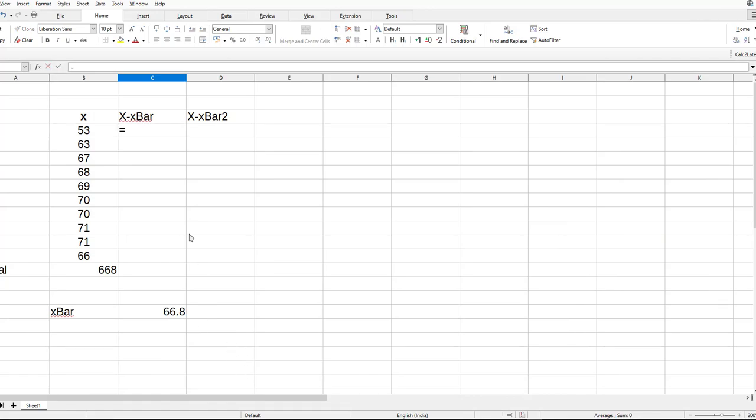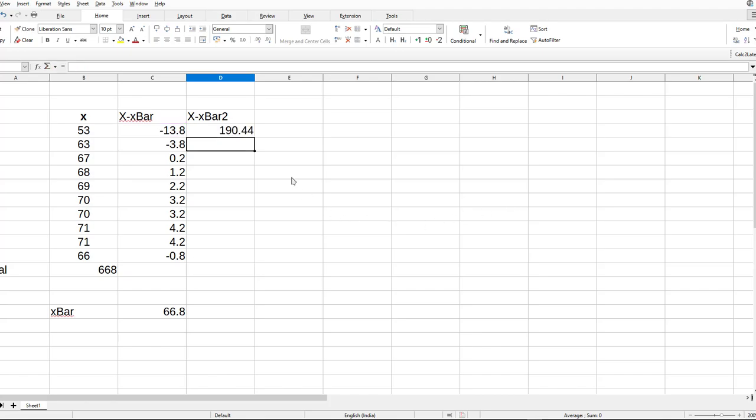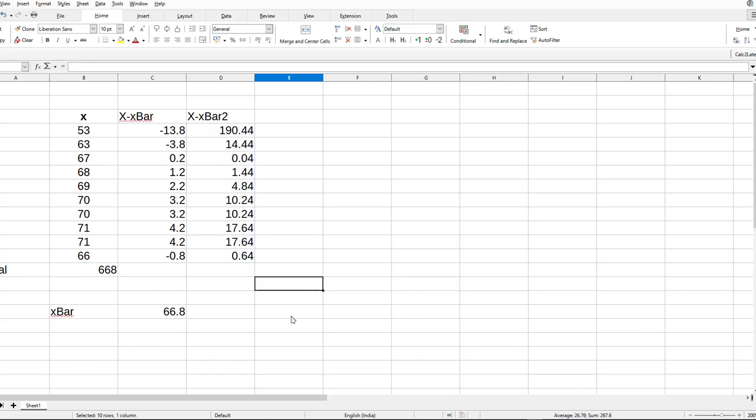So here I will subtract 66.8. That means I am subtracting the arithmetic mean from all of them, right? And I will click and drag. This will give me the difference for all of them, right? Then in this box I am going to find out the square of this value, right? That means minus 13.8 square, right? This gives me 190.44. Now I can click and drag and it will give me the values.